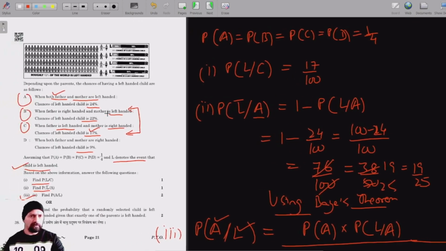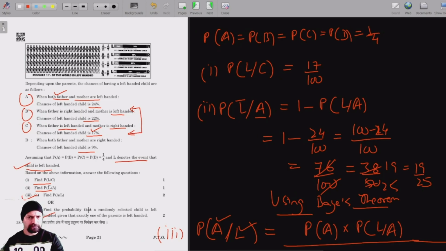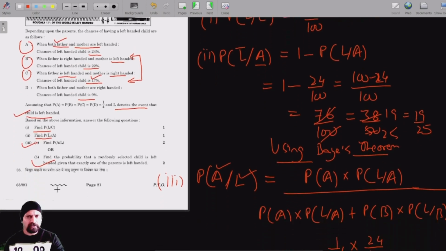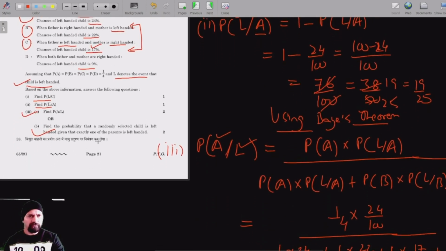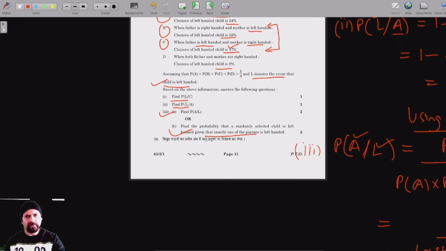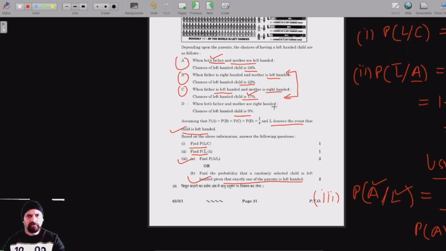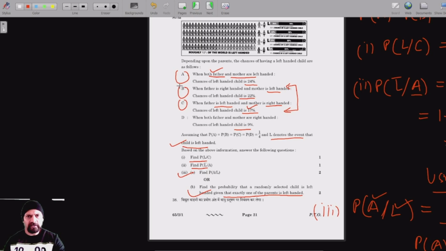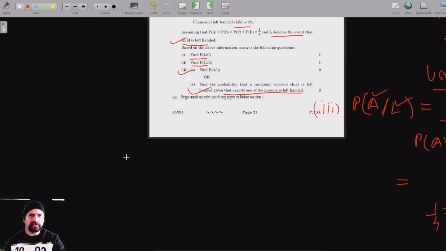Okay, this solves our question. Next is part B as well. We have to find the probability that a randomly selected child is left-handed given that exactly one of the parents is left-handed. One of the parents being left-handed is option B and C.